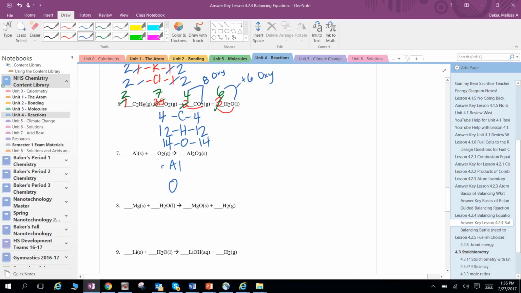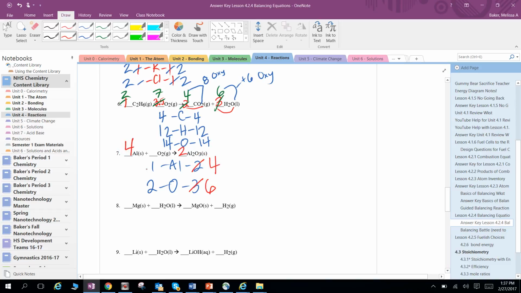Only aluminum and oxygen in number 7. 1 aluminum on the left, 2 on the right. 2 oxygen on the left and 3 on the right. Remember the trick, make odd numbers even. So I'm going to put a 2 in front of that Al2O3, which makes 6 oxygens and 4 aluminums.